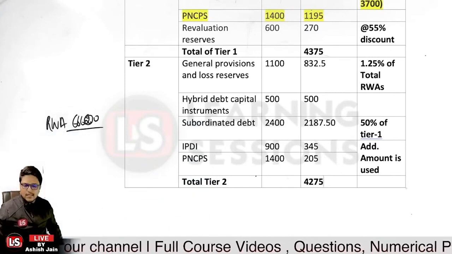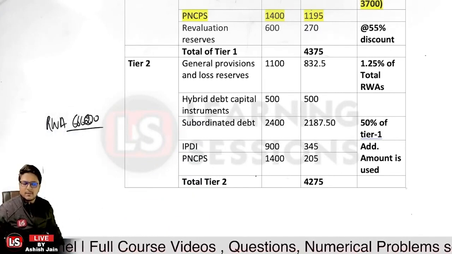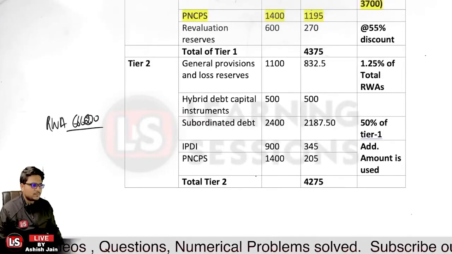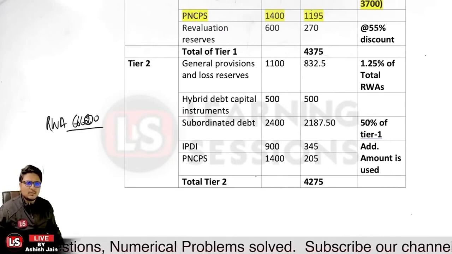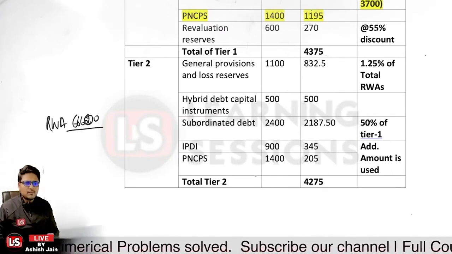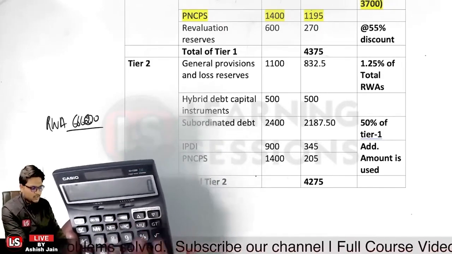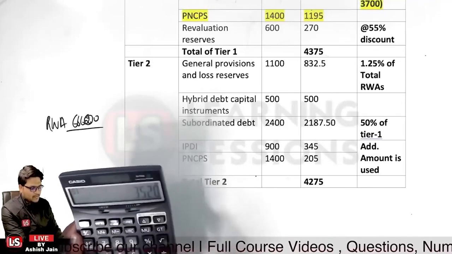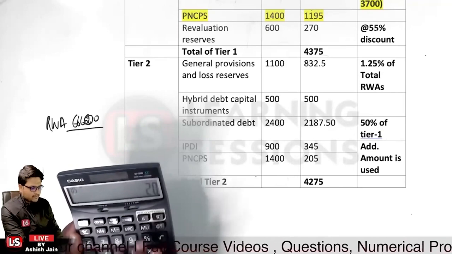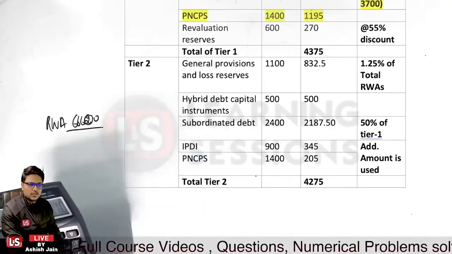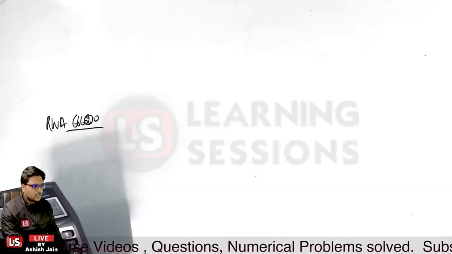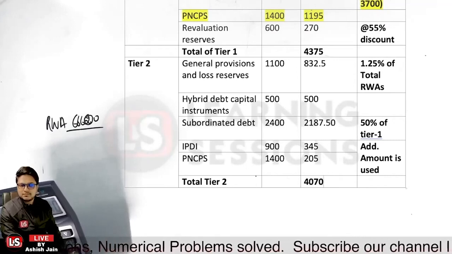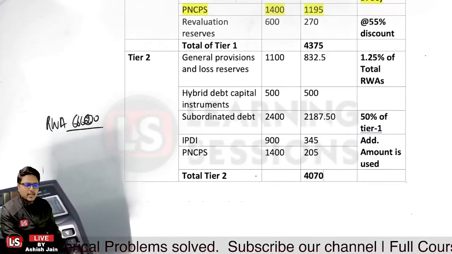I just told you that a tier 2 capital can be maximally 100% of the tier 1 capital. So it is permissible in this particular case, yes or no? Kindly let me know if I'm mistaken anywhere. Let me check the total again: 832.5 plus 500 plus 2187.5 plus 345 plus 205. There was some mistake in the total. The total over here comes out to be 4070, not 4275. So that is the amount related to the tier 1 and tier 2 capital.